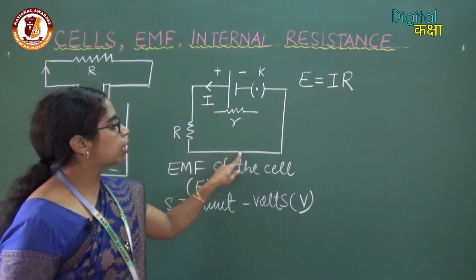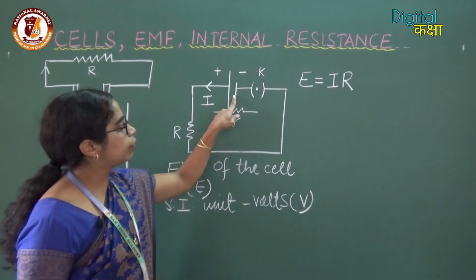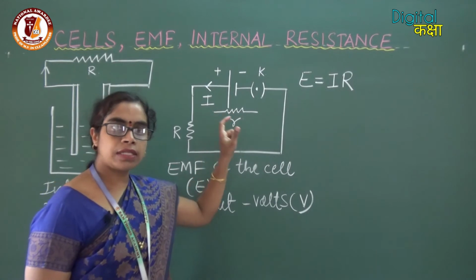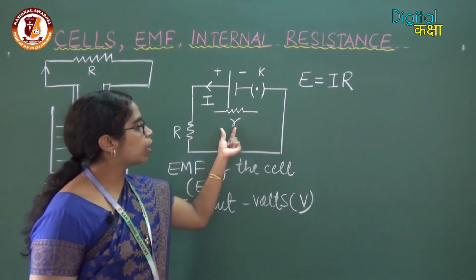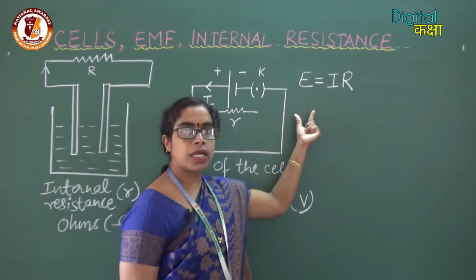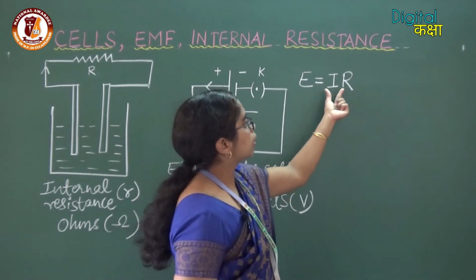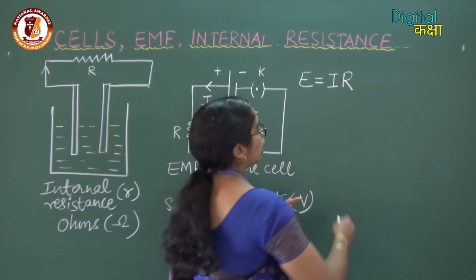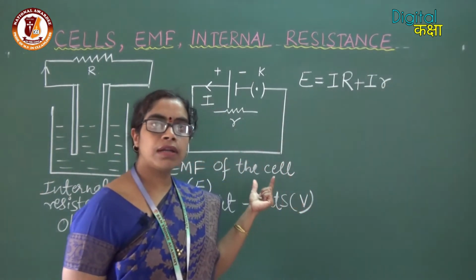Further, when this current continues to flow in the circuit, inside the cell it flows from the negative to the positive terminal, and there the current comes across the resistance which we call the internal resistance. So, this equation can be completed with two terms on the RHS. One is the multiplication of the current with the resistance of the external resistor, and the second term is the multiplication of the current with the internal resistance.